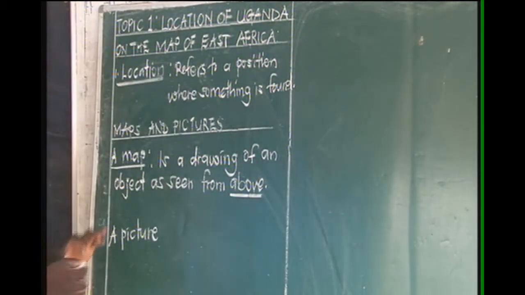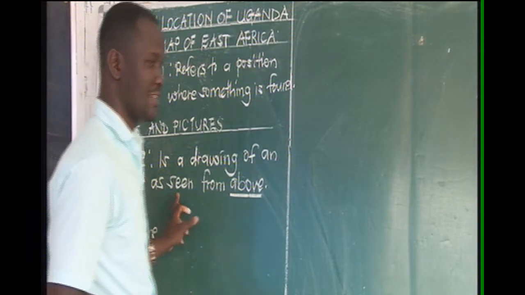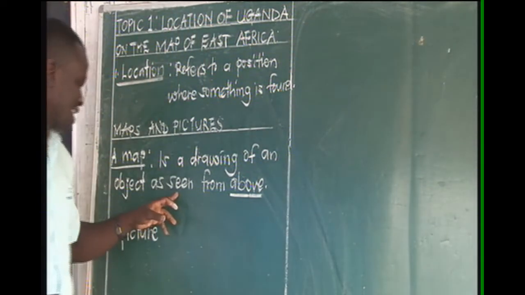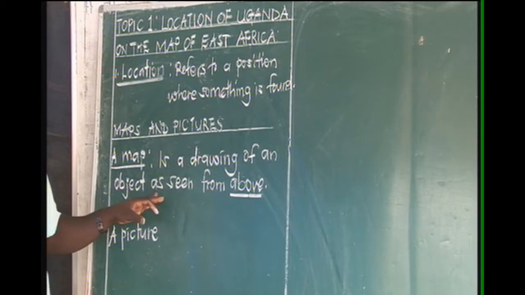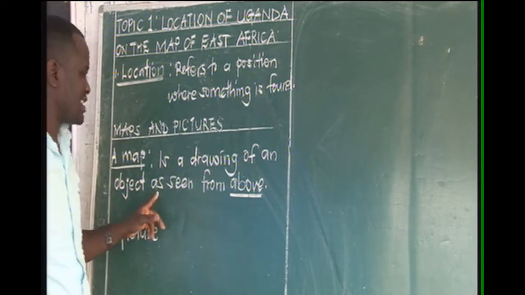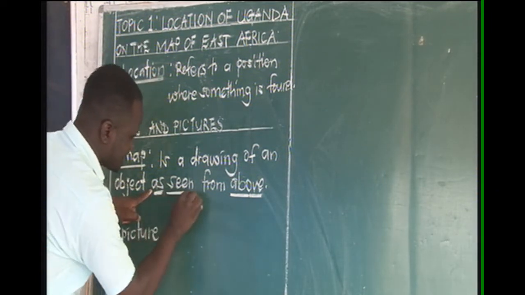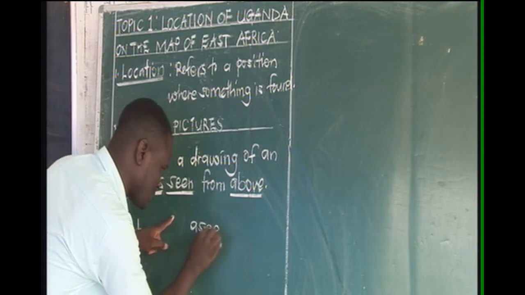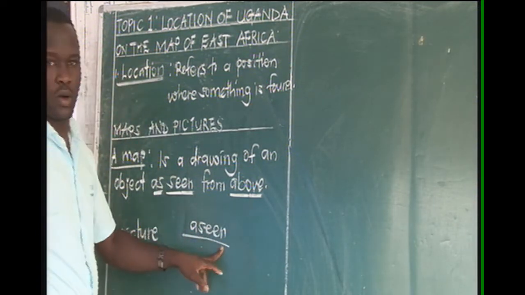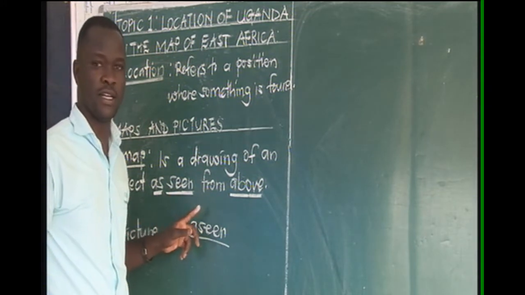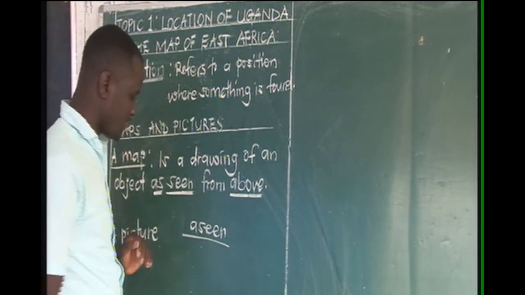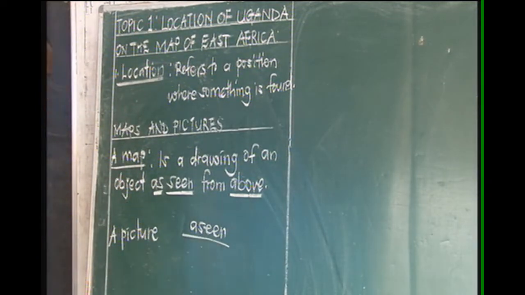Above. There is something you need to take serious note of in this definition. Most of us children, when you are asked to write this statement "as seen", someone ends up writing it as one word, "asseen". And when you do this, this will be wrong. I want you to be very careful when you are defining a map. A drawing of an object as seen from above. It is "as seen", two words.